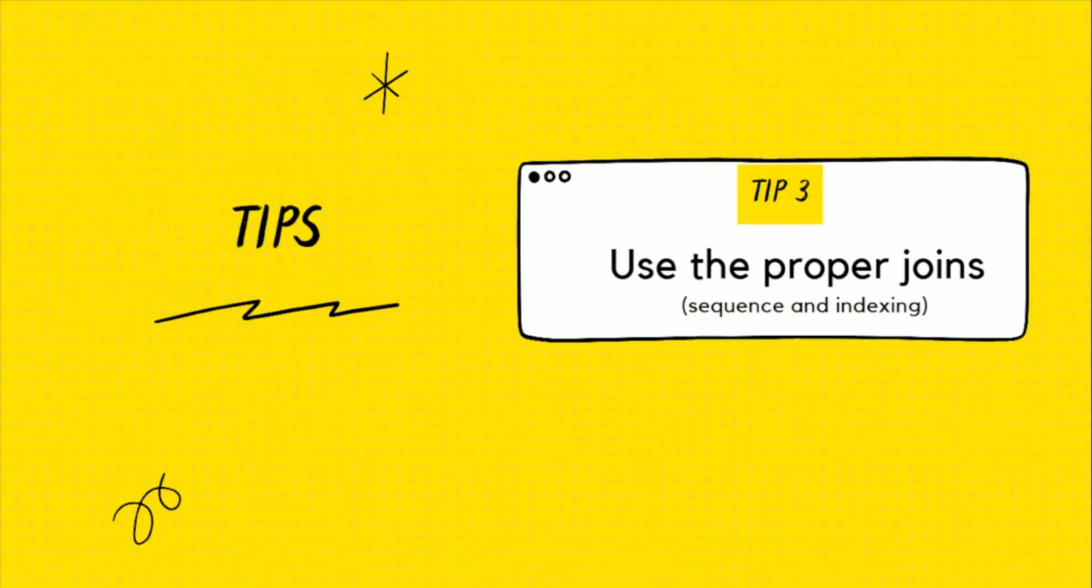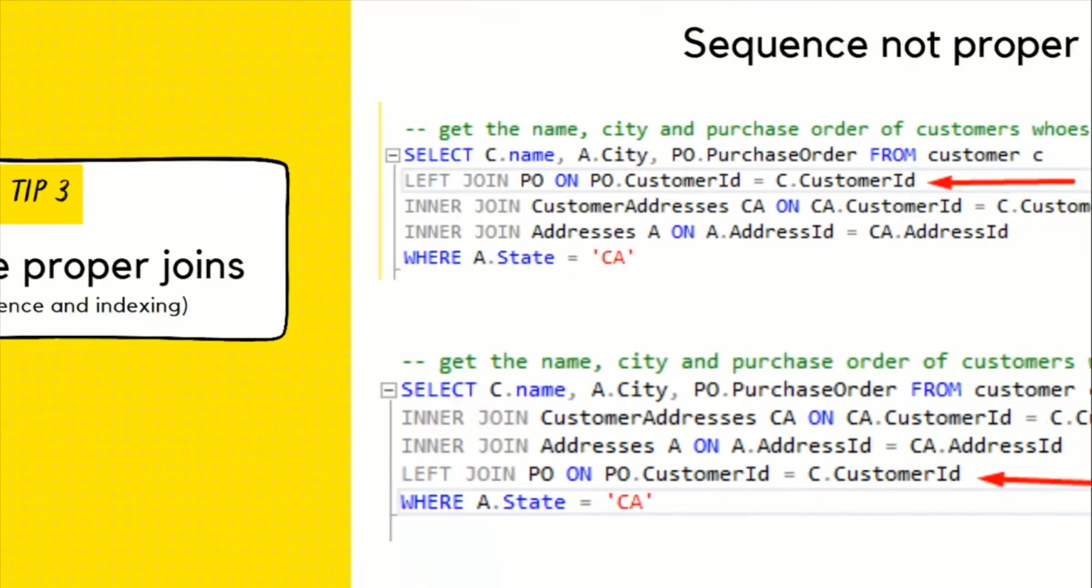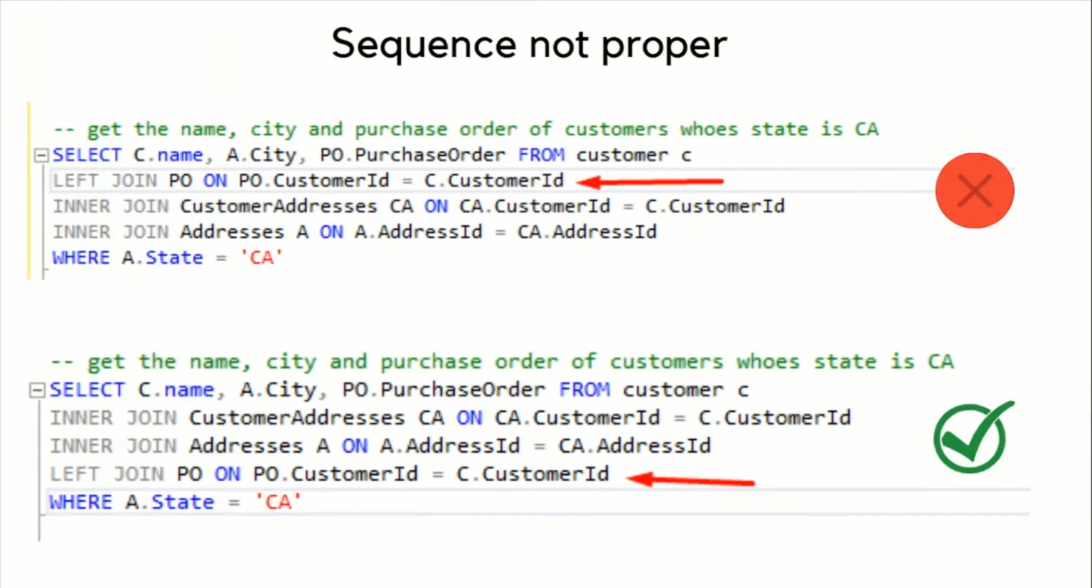The third tip is to use the proper joins. Please use the proper joins: where you need inner joins, don't use left or right joins. Also apply the proper sequence of the joins and columns according to the indexing. The sequence of the joins impacts the query. So always join the tables in the proper sequence.